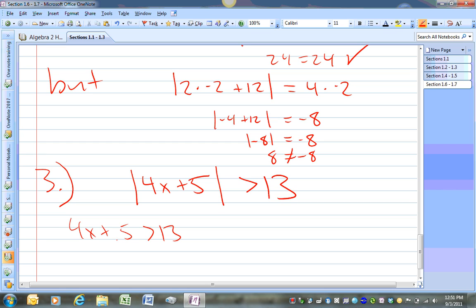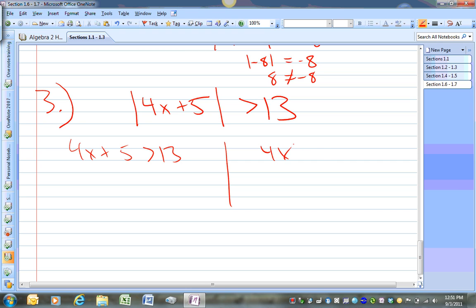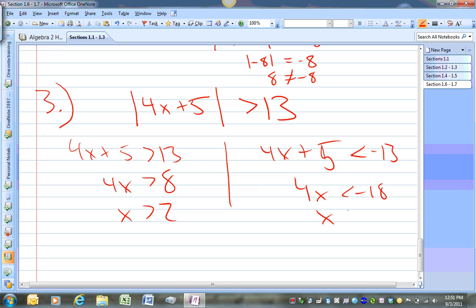4x plus 5 could hold the value of 20. 4x plus 5 could hold the value of 100, and so forth. Or 4x plus 5 could be less than negative 13. So 4x plus 5 could hold the value of negative 20, because when you take absolute value it works. Or 4x plus 5 could hold the value of negative 100, because after you take the absolute value, it will be okay. So 4x is greater than 8, x is greater than 2, 4x is less than negative 18, x is less than negative 18 fourths, which is going to be negative 4.5.